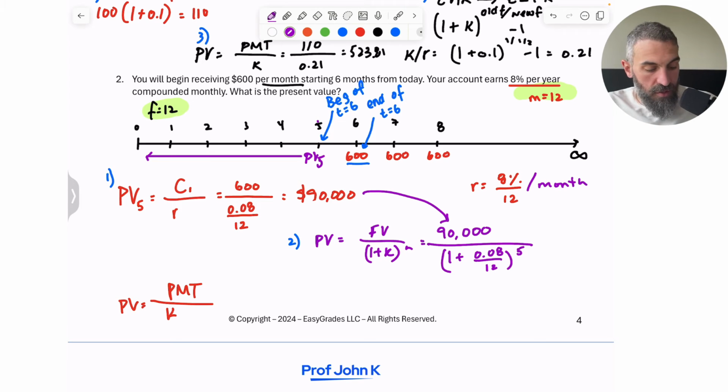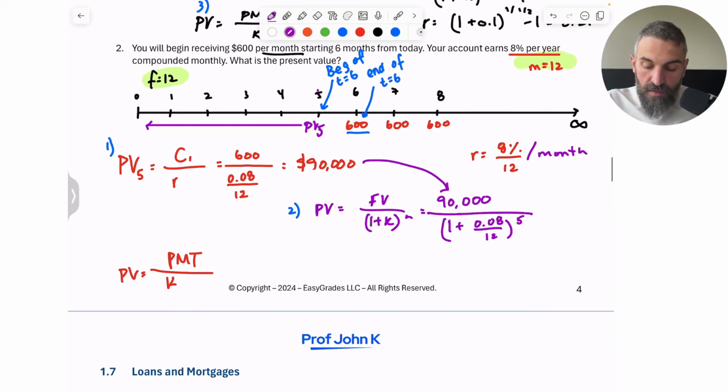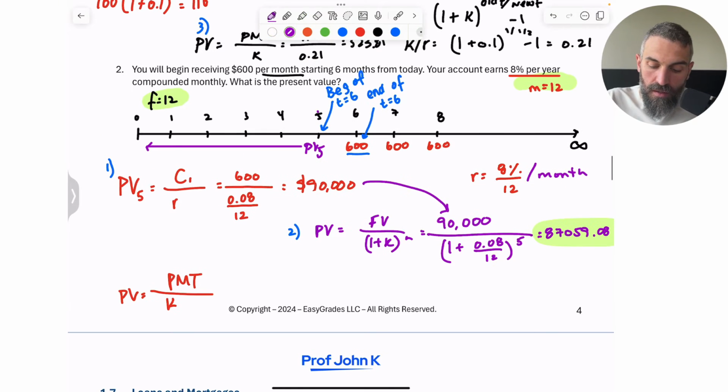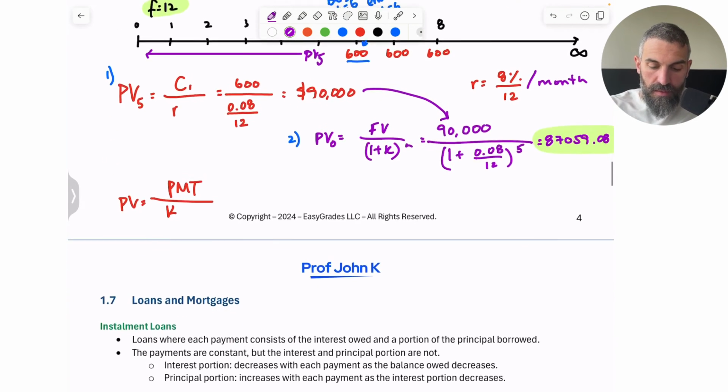Okay, so we can punch it in now. This is divided by... 87,059 and 8 cents. And that is the present value at time 0 of this perpetuity that technically only started 5-6 months from now. Two steps. Find the present value and then move it to wherever you want. Okay, great.